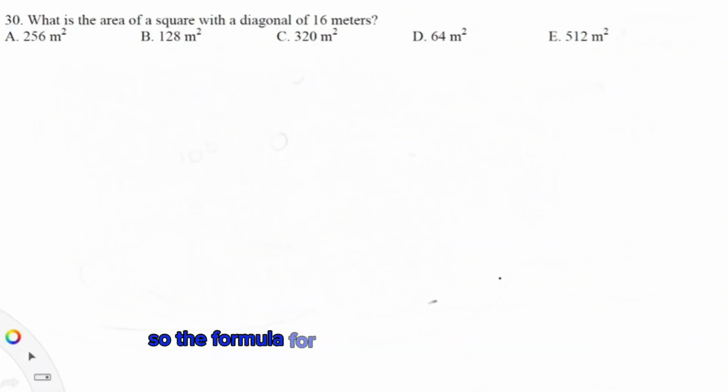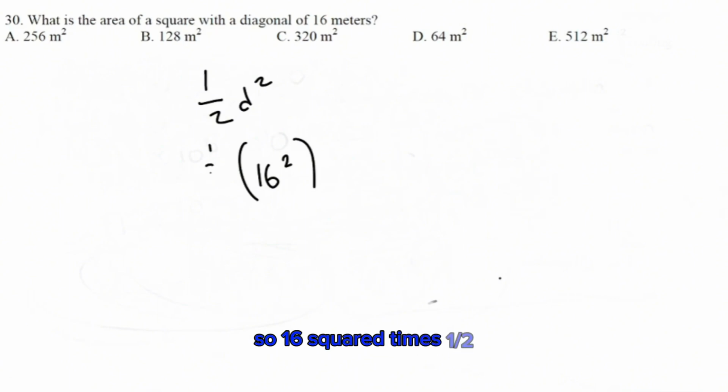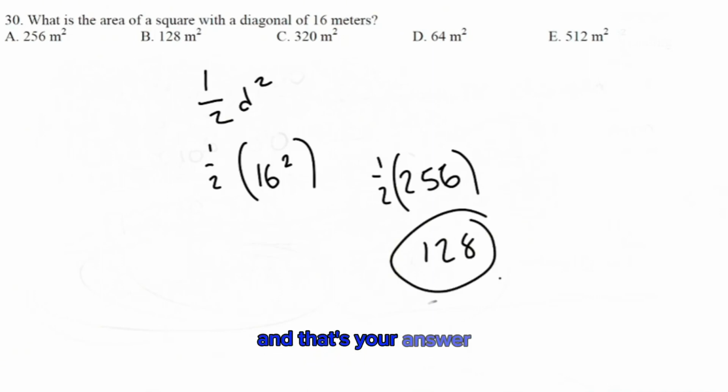Alright, so the formula for finding the area of a square with the diagonal is 1/2 of the diagonal squared. In this case, the diagonal is 16, so 16 squared times 1/2. 16 squared is 256, and 1/2 of 256 is 128. And that's your answer. Next, 5 factorial equals what?